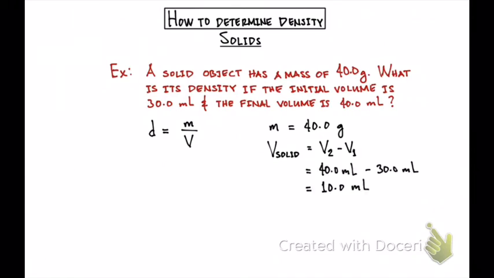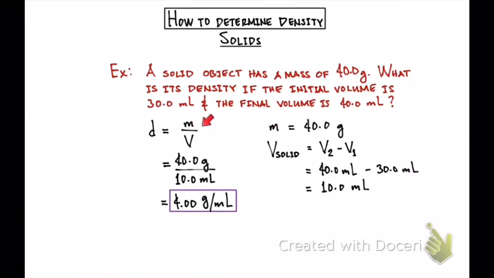Okay, so we're going to divide 40 by 10 milliliters and we end up with 4.00 grams per milliliter. Again, we started out with 3 significant figures for mass and also 3 significant figures for volume, and so your density should also contain 3 significant digits.